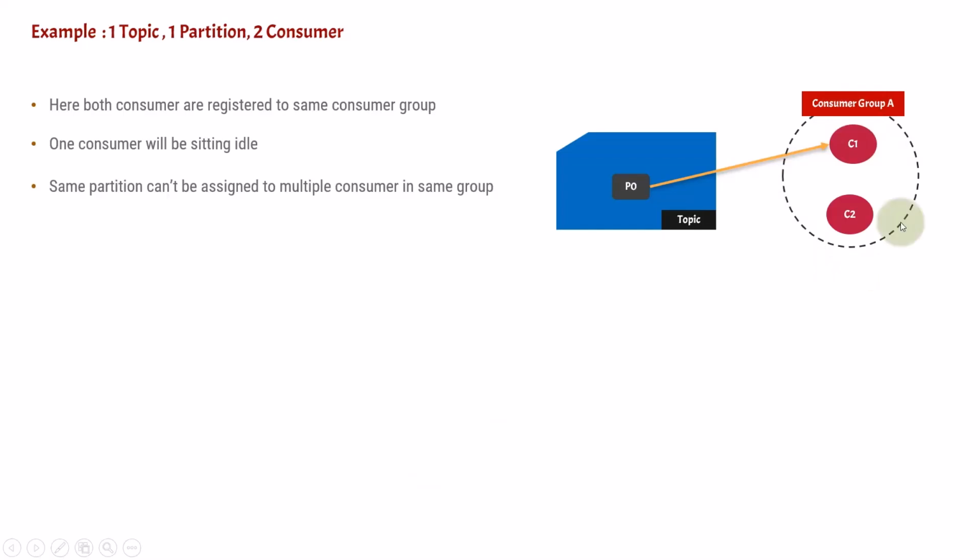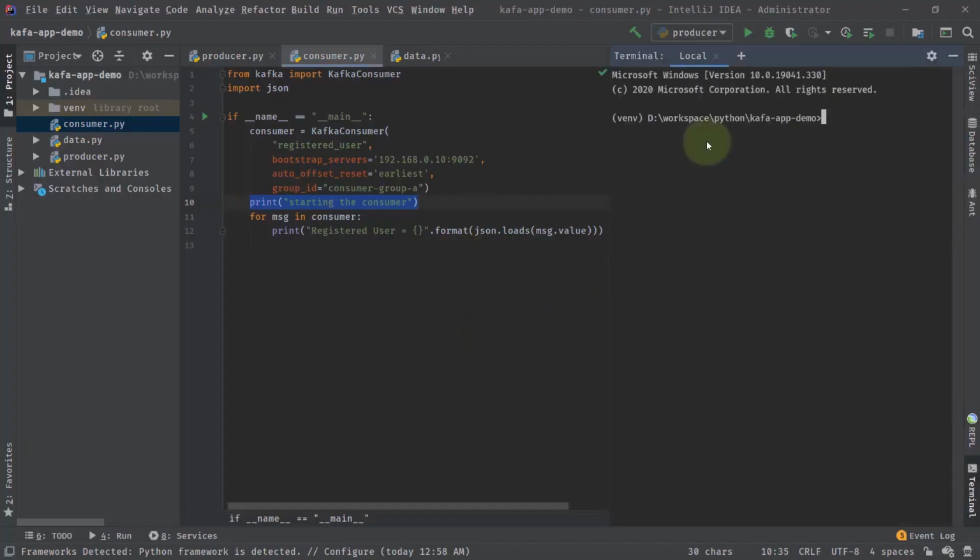Now in our slide we have shown that there are two consumers, C1 and C2, registered to the same consumer group. So I'll start two consumers. The first consumer I'm going to start is python consumer.py, because the name of the file is consumer.py, and we have already written the code here. It will start the consumer, and the most important thing is that the group ID is consumer group A. So I'll just run this file.